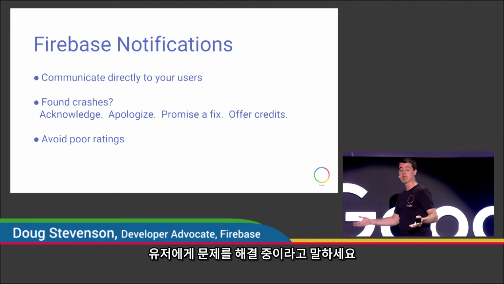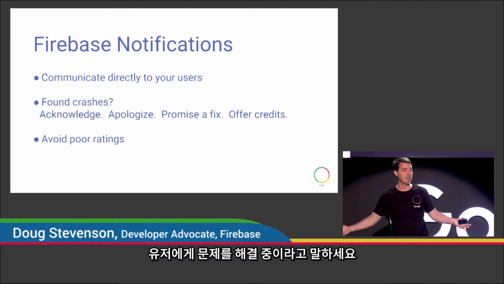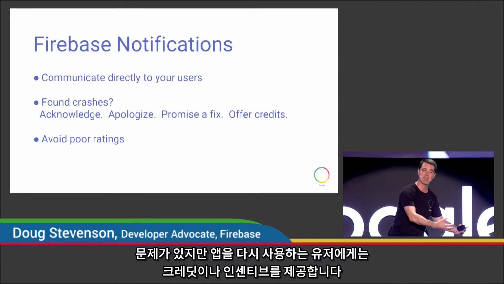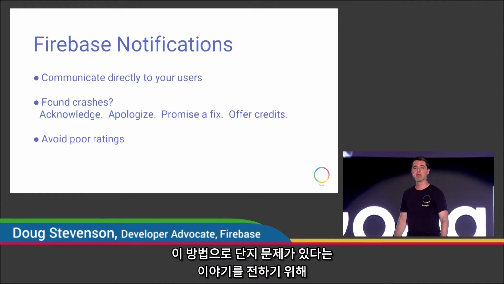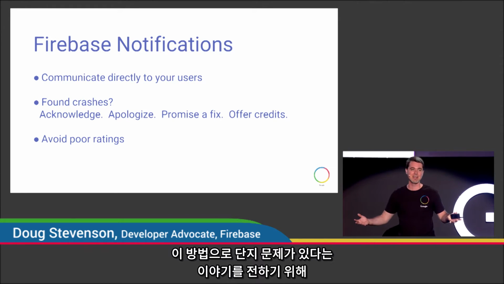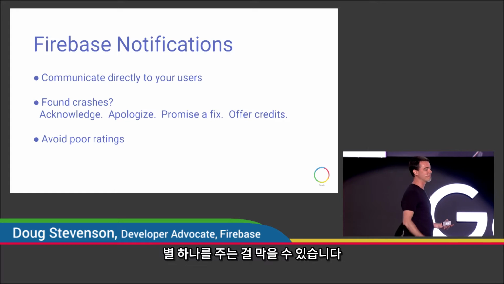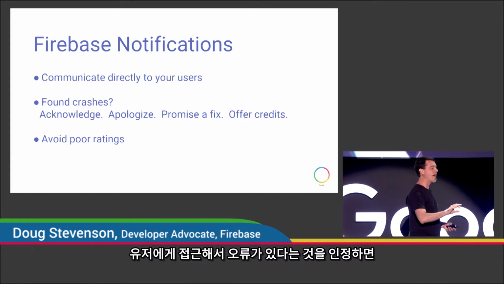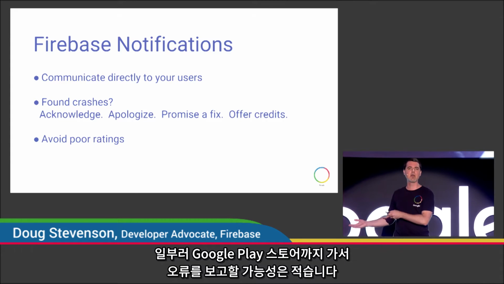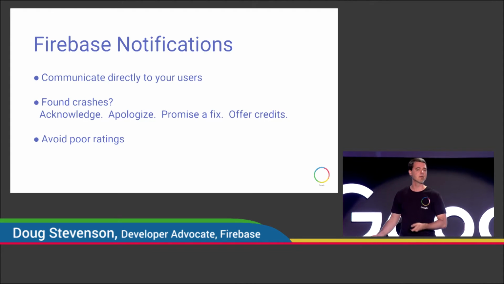You can also promise a fix. Tell your users that you're working on it, and you can even offer credits or offer an incentive to get back into the app, even though we know there's a problem. Now, I think this will help stop those negative ratings, those one-star ratings that are just trying to tell you that something's going on. If you've already contacted your users and you've told them there's an error, I think they're less likely to go to the store to try to report that error.